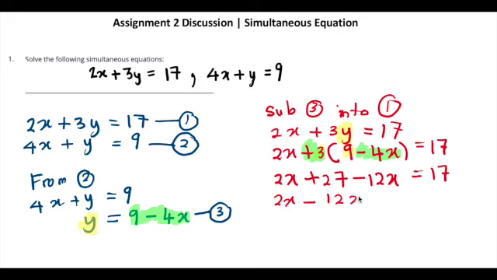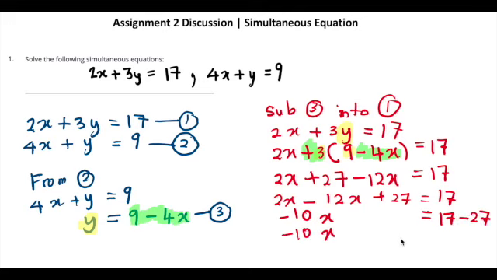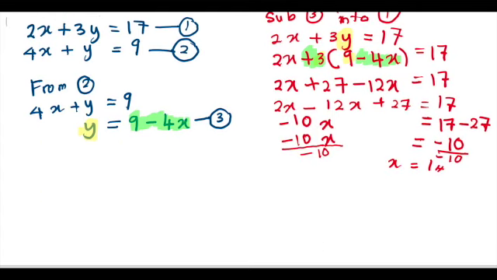Okay, so like term with like term, x with x and numbers with numbers, we can simplify. So 2x minus 12x is negative 10x. 17 minus 27 is negative 10. So we divide by negative 10 to get x equals 1. Now we need to find out y equals what. So substitute x equals 1 into equation 3, I choose 3 because we already have y equals something. We don't have to backtrack.